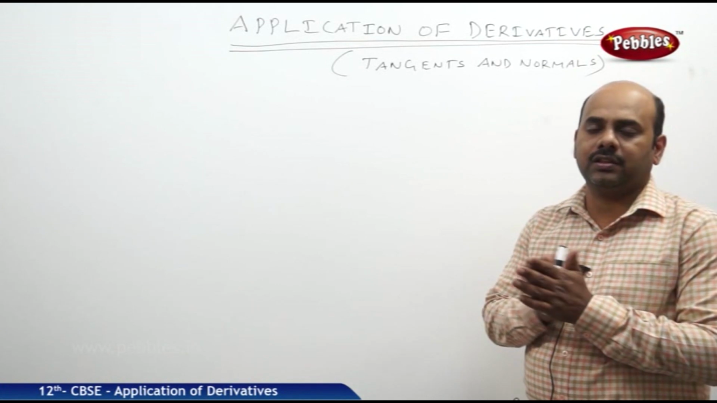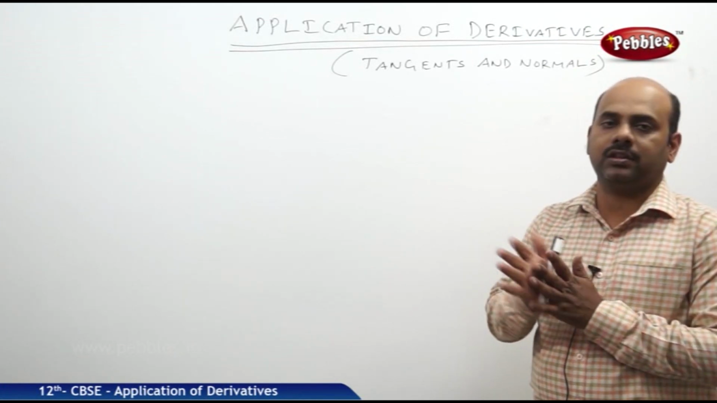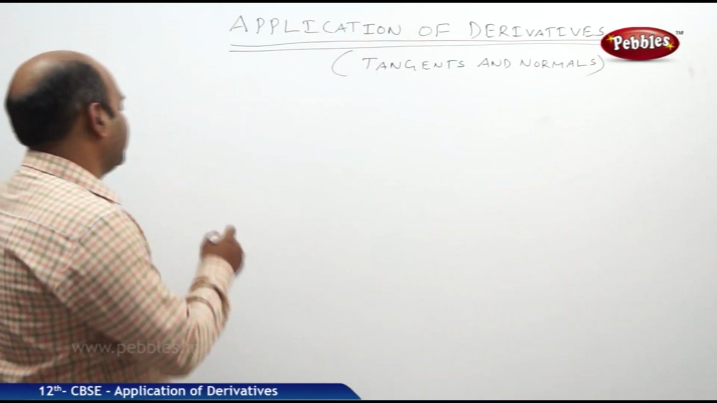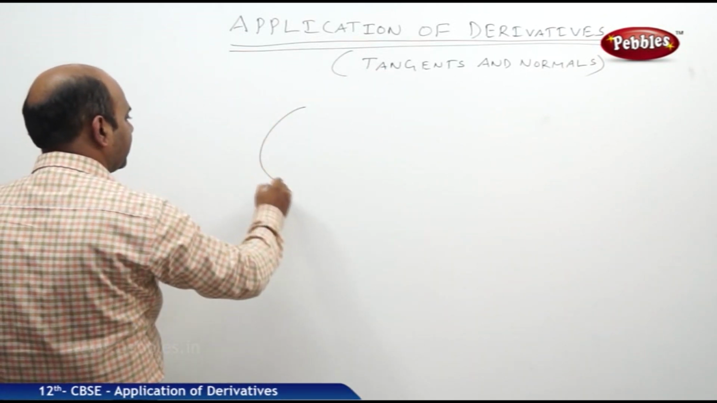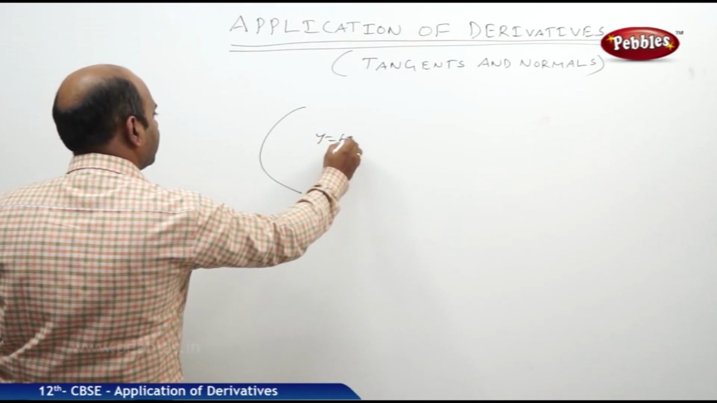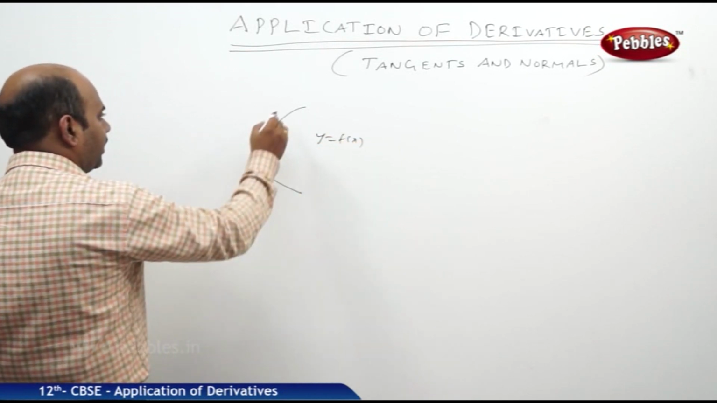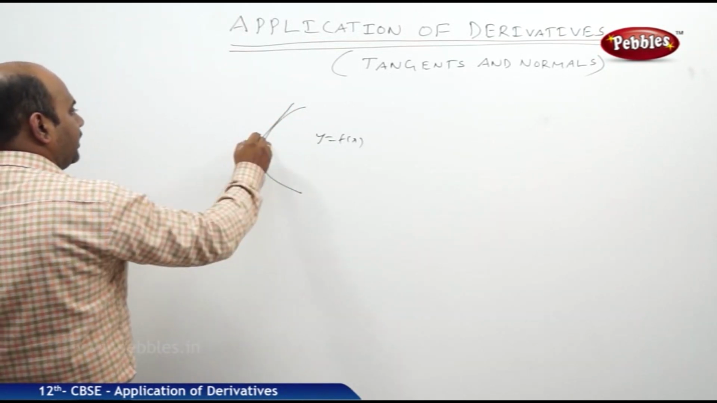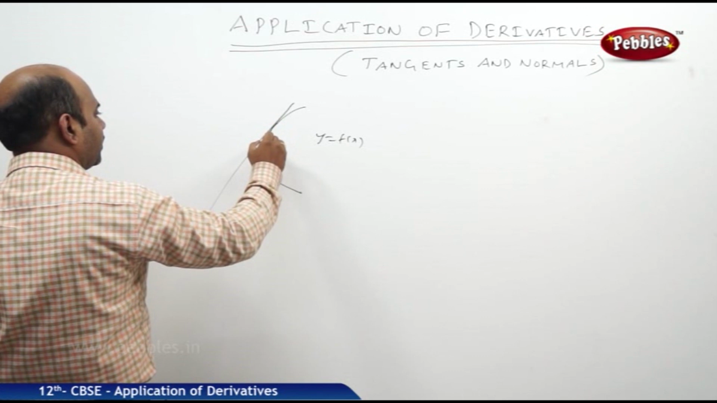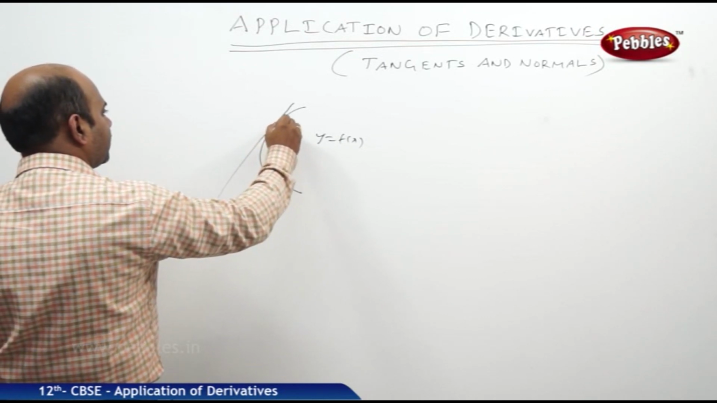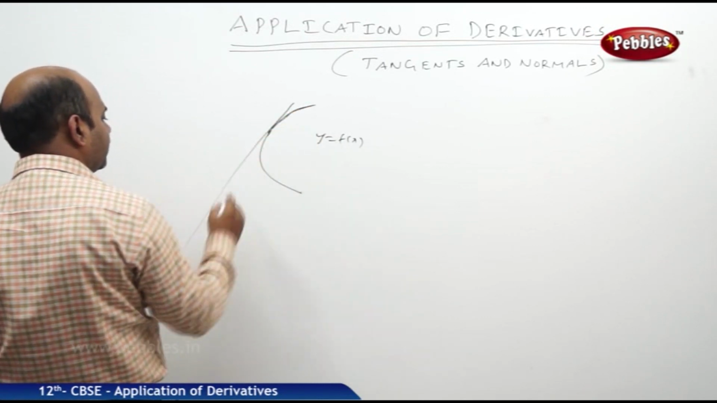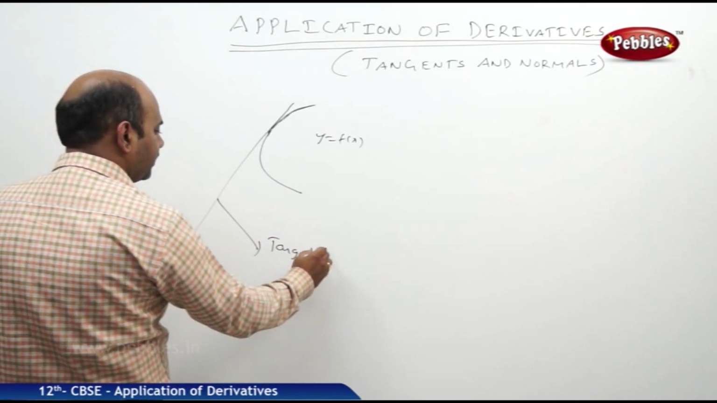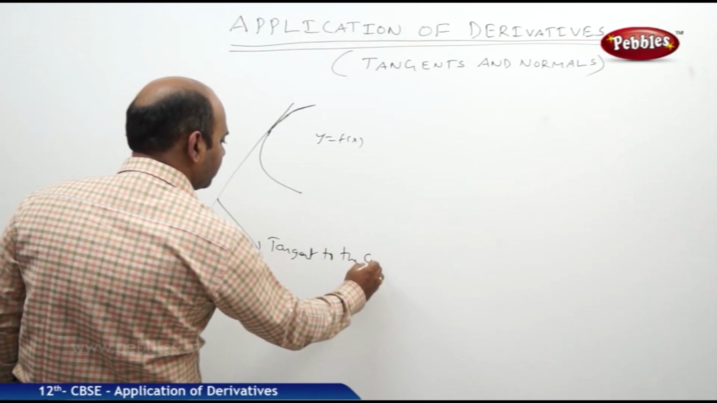In 11th class we learned about tangent and normal in coordinate geometry. What do you mean by a tangent? Suppose I take a curve, call that curve y is equal to f of x. If I draw a straight line in such a way that this straight line touches the curve at a single point, at a particular point, then you can call this straight line a tangent to the curve.